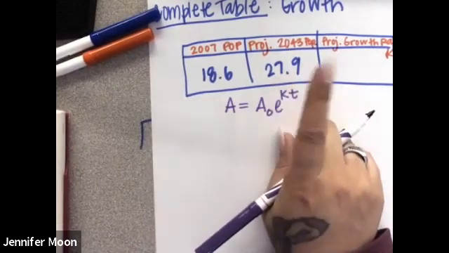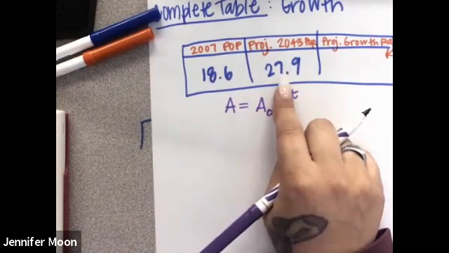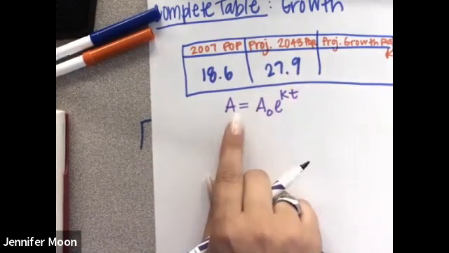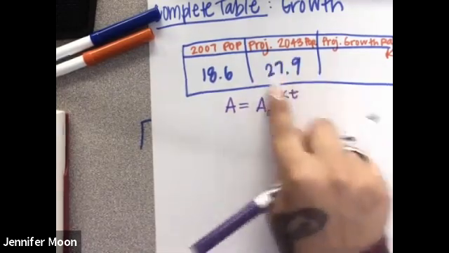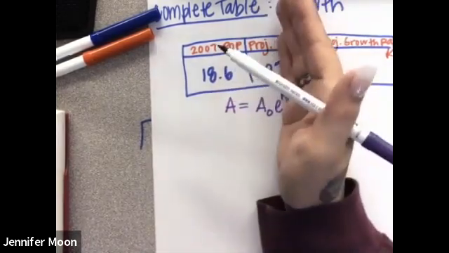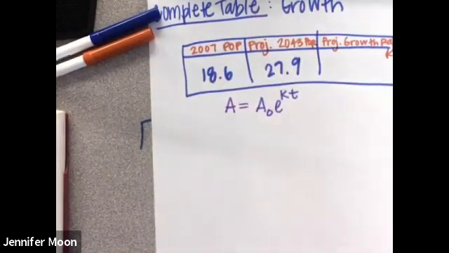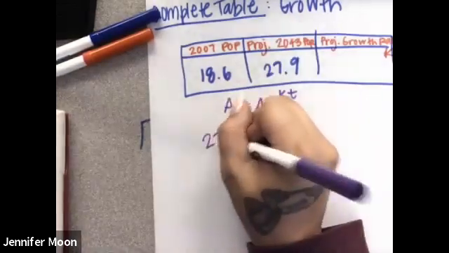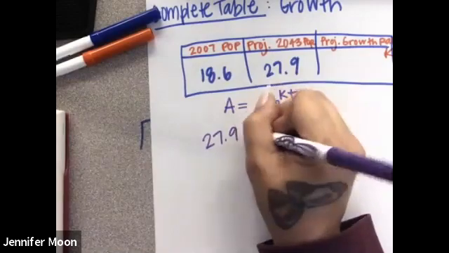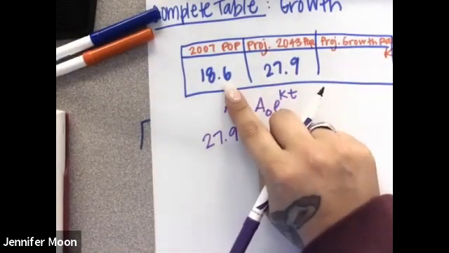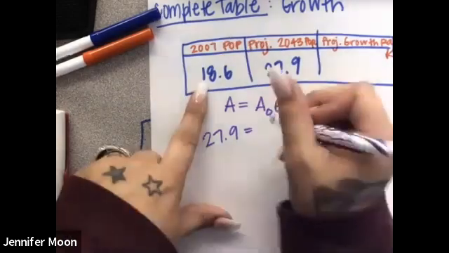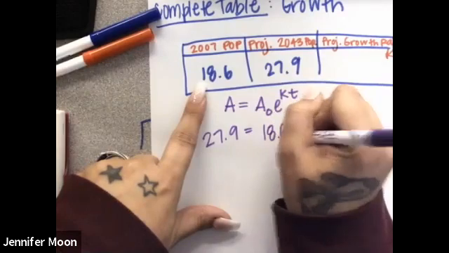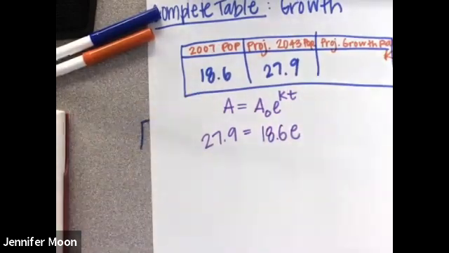Well, if they're telling me that the projected 2043 population is 27.9, that goes here. Just like when it said, when will it be 506.6? That was the projected population. They just wanted to know the year. Your 27.9 goes here. Where we begin, where we start, that was my A sub 0. That's why it's a sub 0. It's like that's your beginning. That's where you're starting. So that's 18.6. Your E is E. It's always just E.